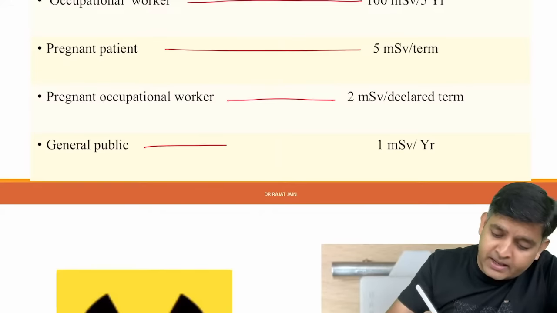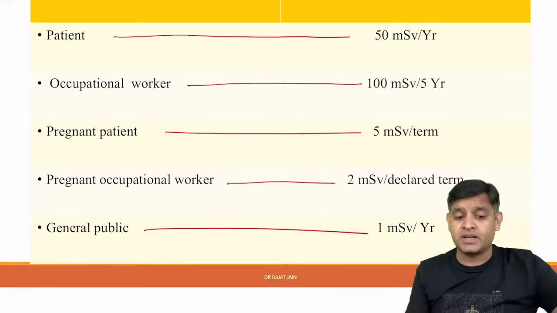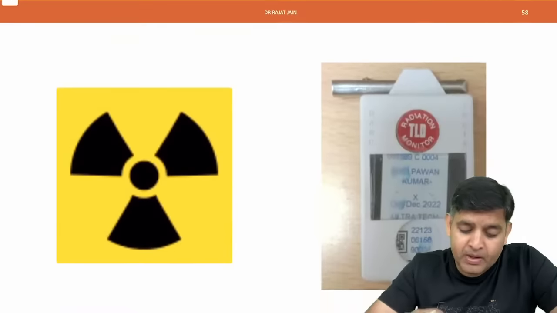For general public, it is 1 millisievert per year. That is another table that you have to revise one day before the exam.